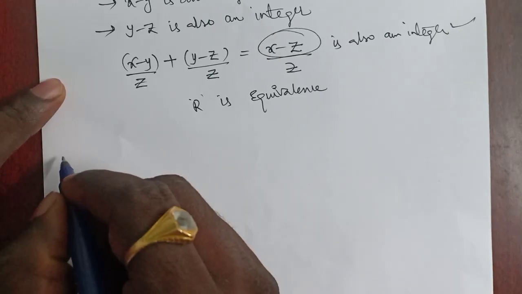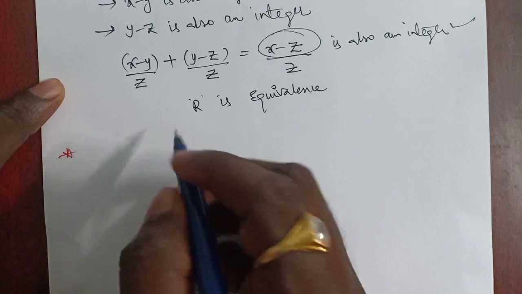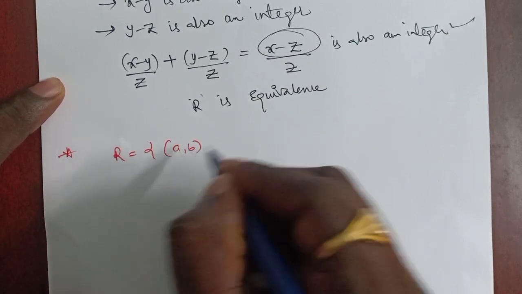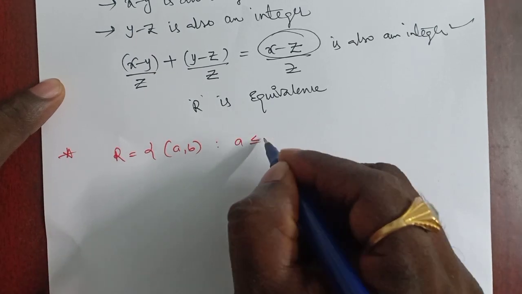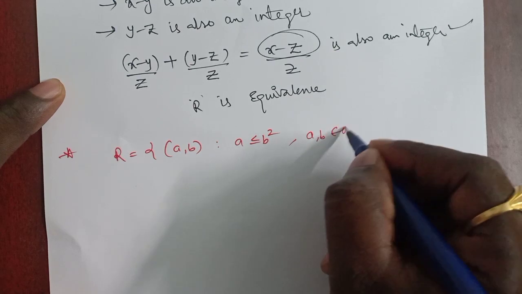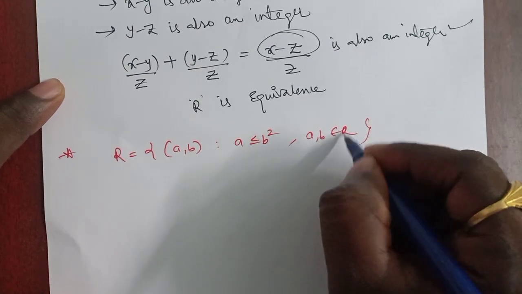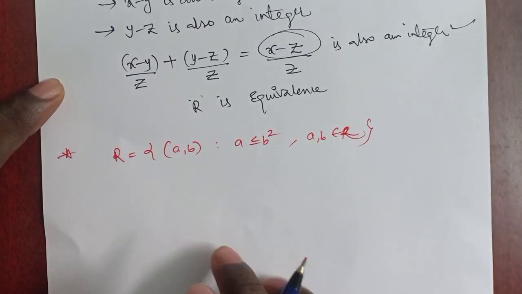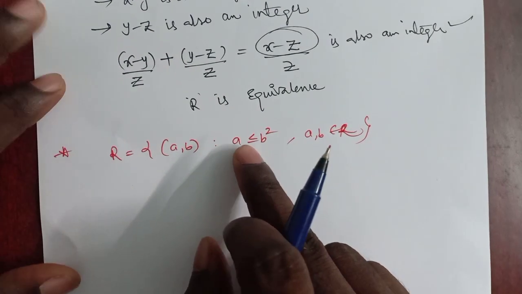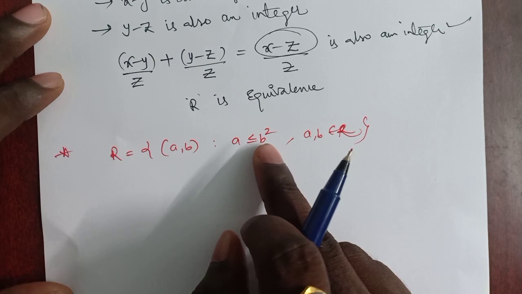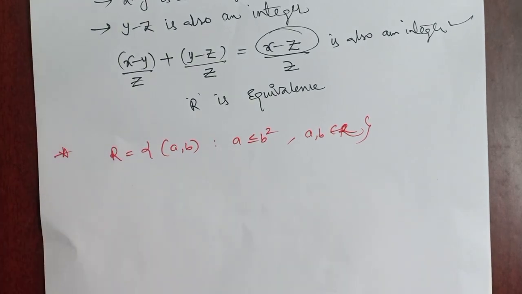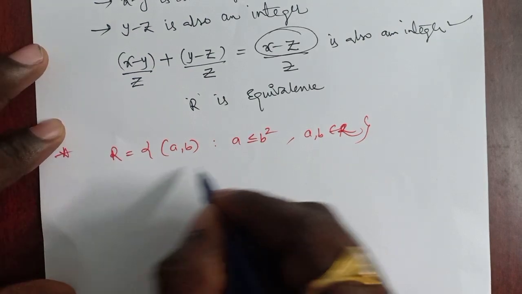Now the second one is R equal to {(a, b): a less than or equal to b square}, where (a, b) belongs to R. So clearly real numbers. See what is given, the relation a less than or equal to b square. See, coming to the reflexive. What is reflexive? Reflexive says that (a, a) belongs to R.